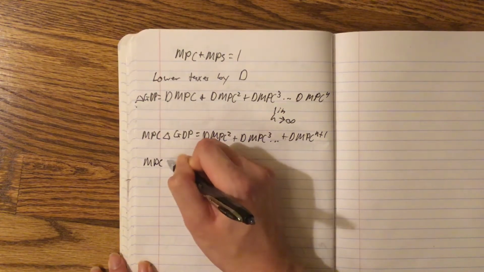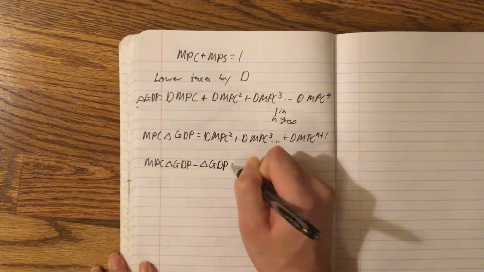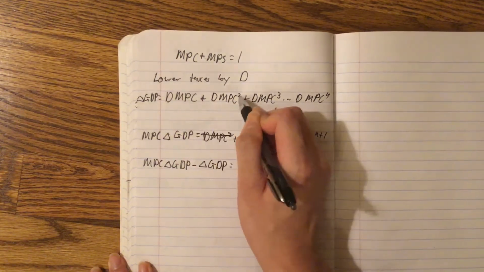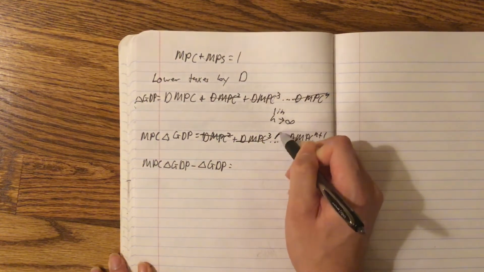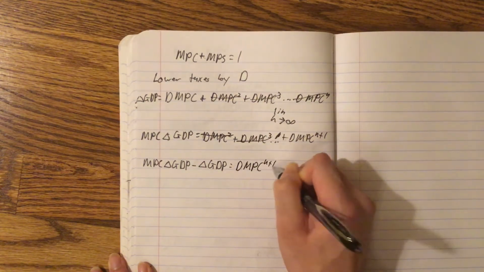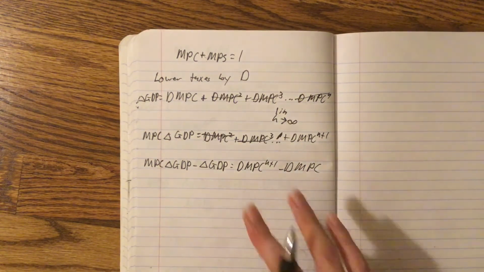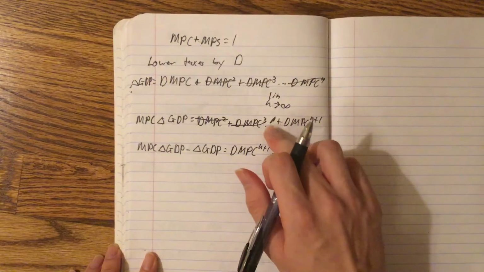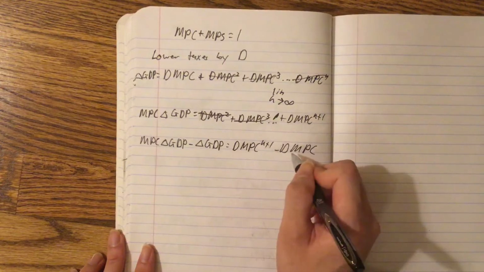So MPC times the change in GDP equals, well, I want you to notice here that when we subtract these two, this will cancel out with that because they're equal to each other. This will cancel out with that, and this will cancel out with something in here. So the only terms that remain are D MPC to the n plus 1 minus D MPC. These are the only terms that remain because all the other terms get canceled out, even this term, because there's a D MPC to the n here. And so we have this.